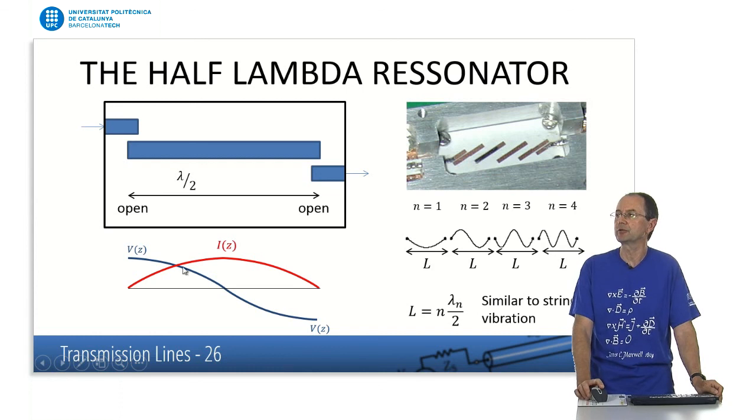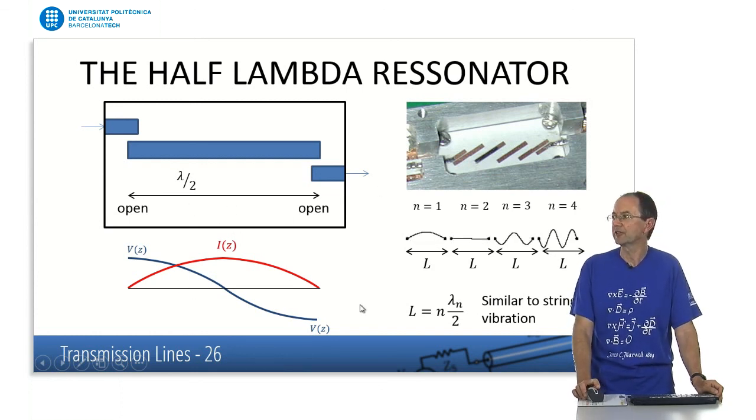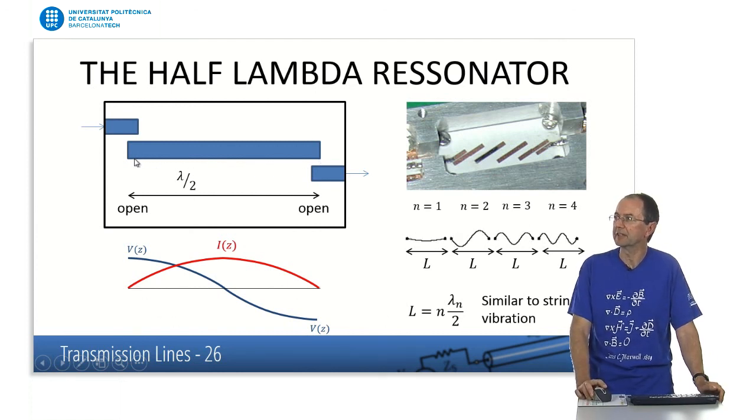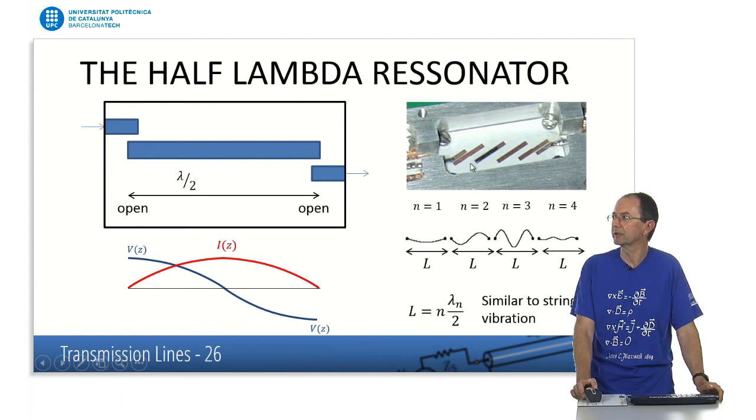So you can also make this resonant for higher frequencies, for example, multiples of the fundamental frequency here. So the condition is, again, intensity has to be 0 at the ends, and then the voltage is maximum, and then you have a resonant condition. You have here an example of a filter. Each one of these lines is half lambda in length.